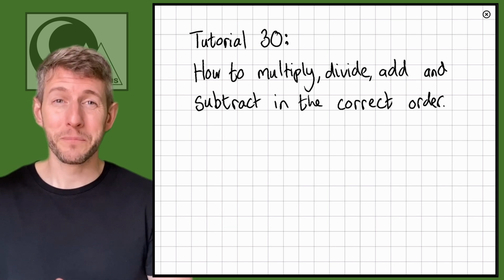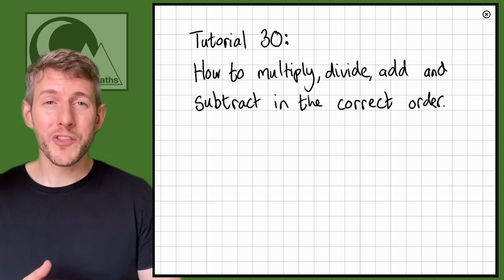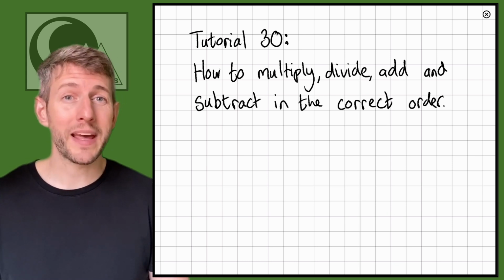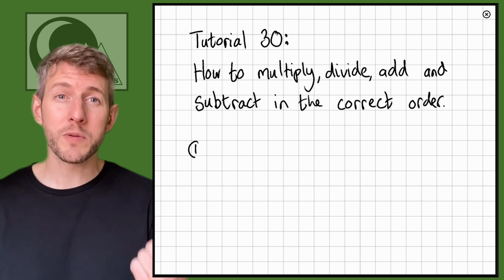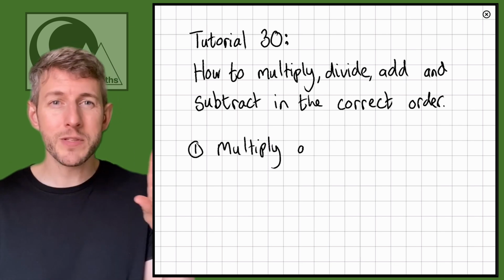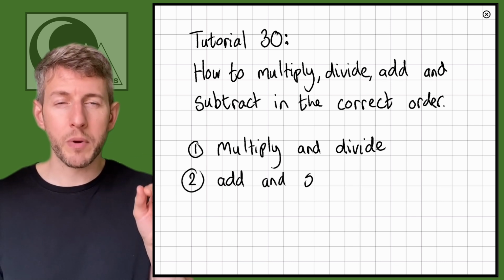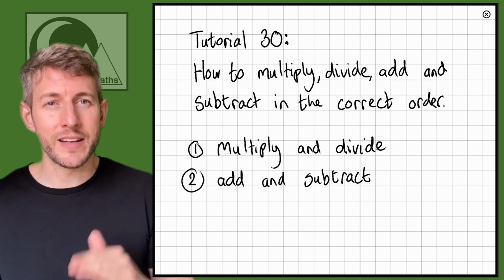tutorial 30 on how to add, multiply, divide, subtract in the correct order. Just to run through with you what the correct order is before we start. So the correct order for doing any calculations involving multiplication, addition, subtraction and division is that we always do the multiplying and dividing first. So wherever you see it in your question, you're always going to do the multiplying and dividing first. In a future session, we're going to cover brackets and indices as well.